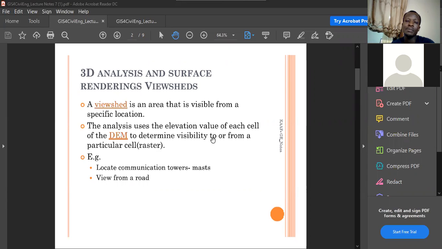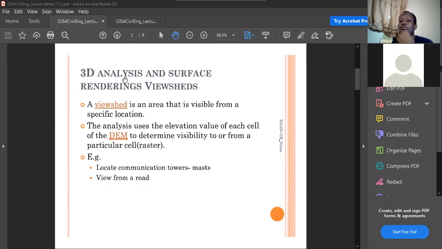Their viewshed is where the thief doesn't want to be. Someone trying to sneak in always goes outside the viewshed of the security. So this is a very, very interesting one.